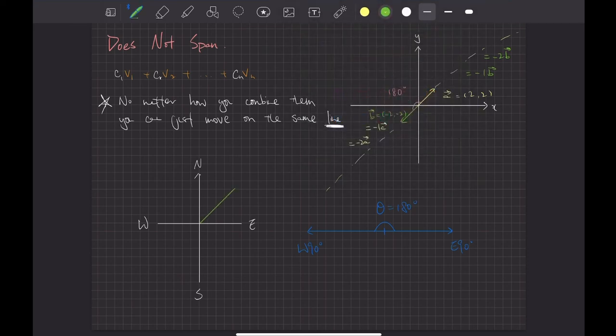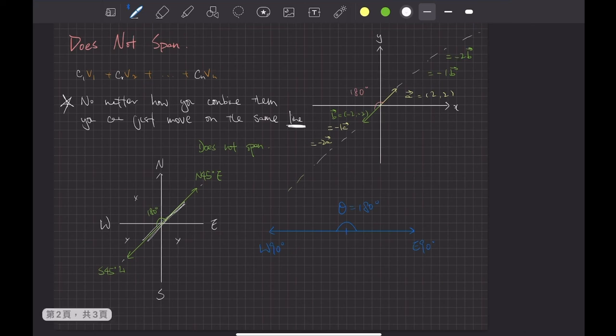Or let's see it in a compass. If it is north 45 degrees east, then for the set that does not span, another vector would have the direction south 45 degrees west. The angle between them is always equal to 180 degrees. The set does not span, which means you can't go wherever you want. You can just move on the same line.